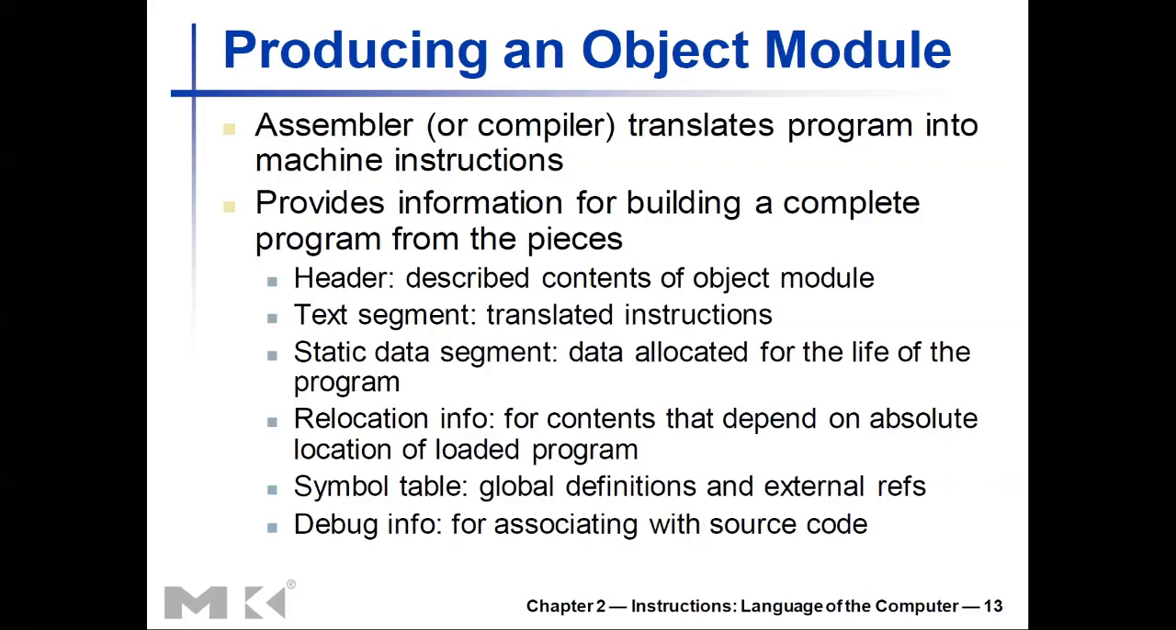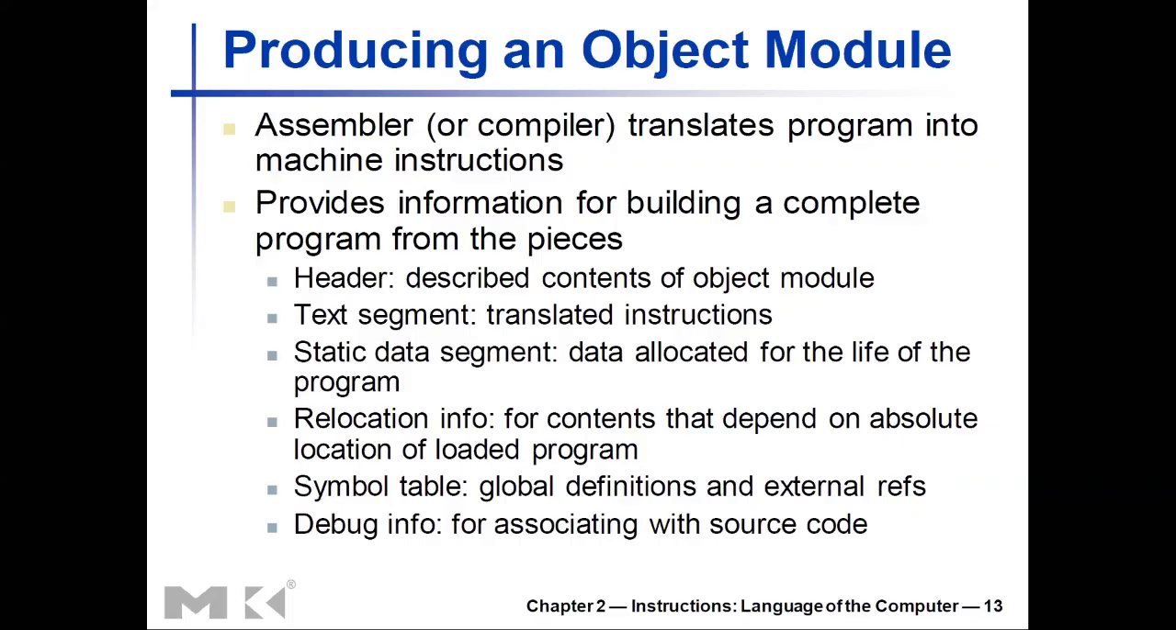So if there are contents that depend on the absolute location when you load the program into memory, things like labels and addresses corresponding to labels could be examples of this. And there could be many more situations where it needs to know the absolute location of the loaded program. So for that, we have this relocation info, and then the symbol table, global definitions and external references, and debug info, this one for associating with source code.